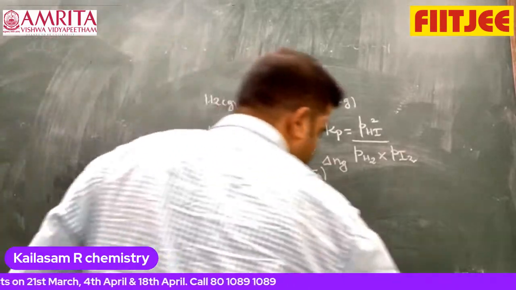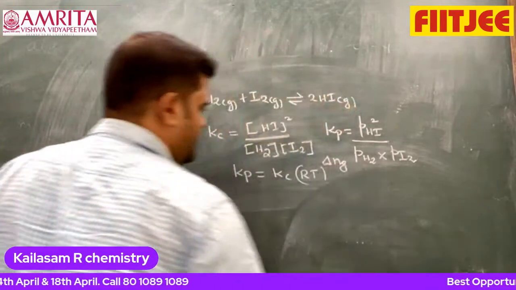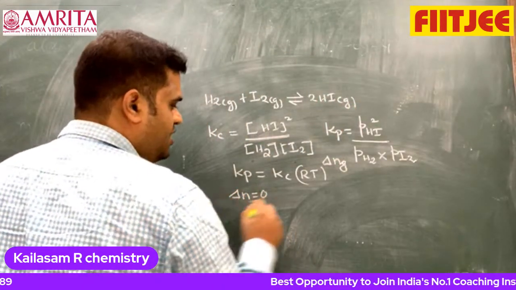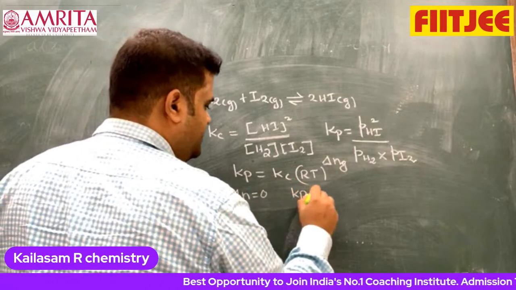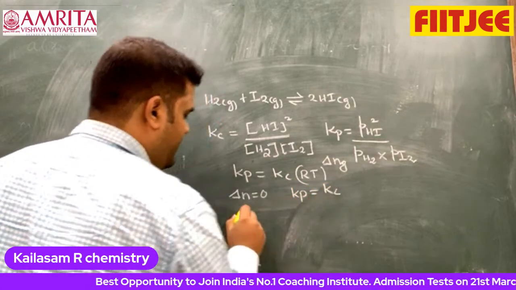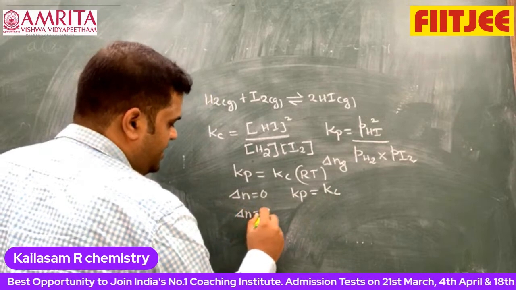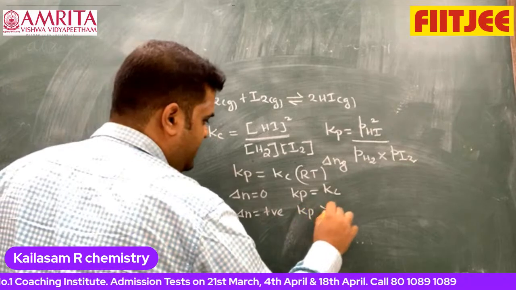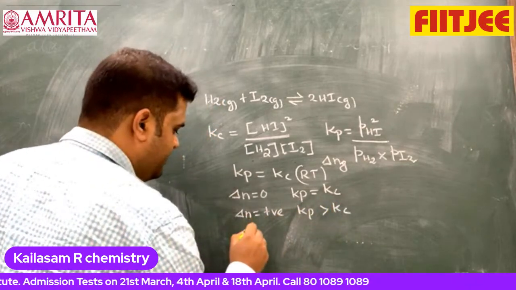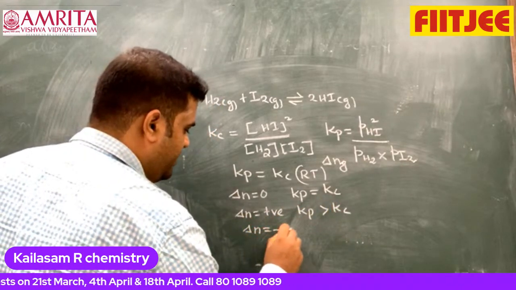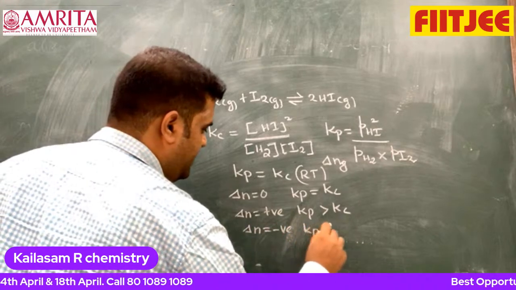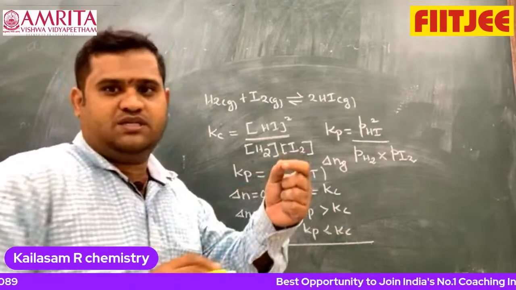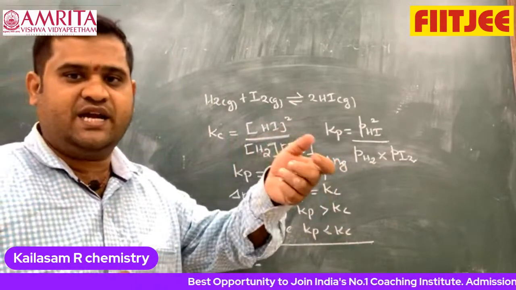Now, let us come to the point. When delta n is equal to 0, we can say that Kp is equal to Kc. When delta n is positive, we can say that Kp is greater than Kc. If delta n is negative, we can say that Kp is less than Kc. So please, this is very important. I'll give one simple example, whether delta n is negative or positive.